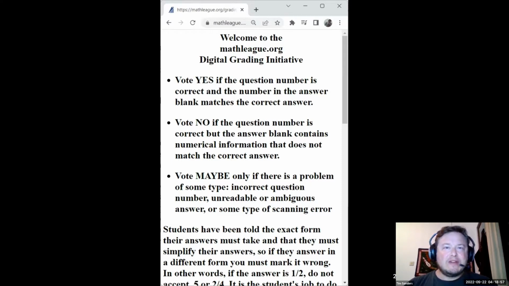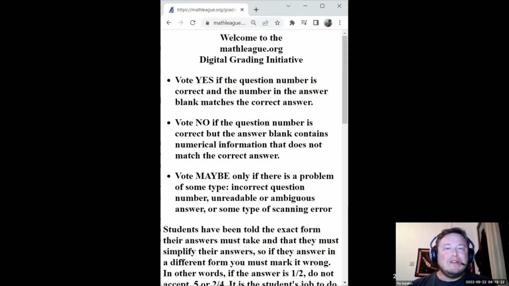We were the first math contest in the world to deploy an online grading system, a system that has now been replicated by many contests all over the world because it is very fast, very efficient, and scalable. Thank you for your interest in helping us grade our tests. I'm going to take you through the process, show you how the grading works, how to get logged in, how to grade the tests, that sort of thing.